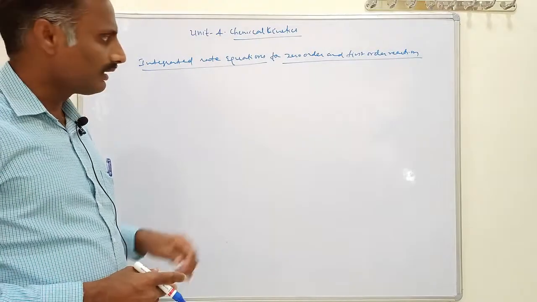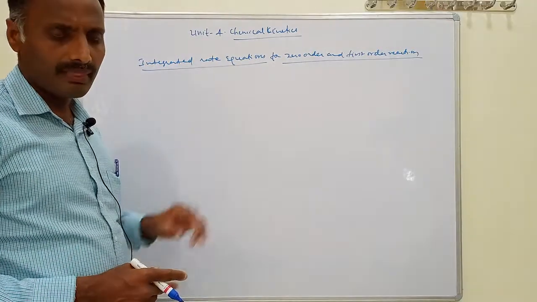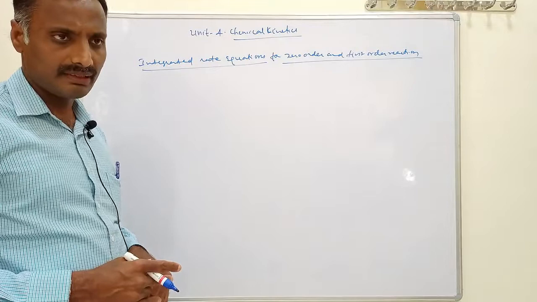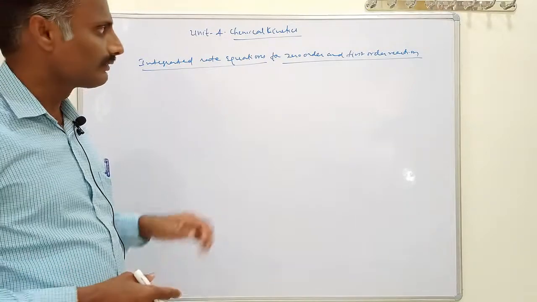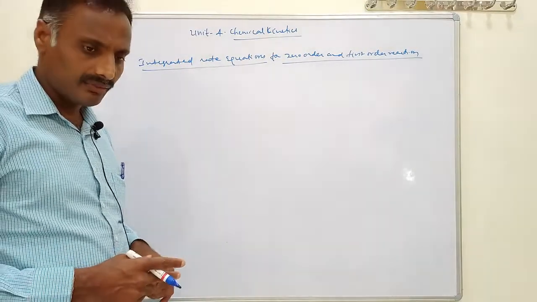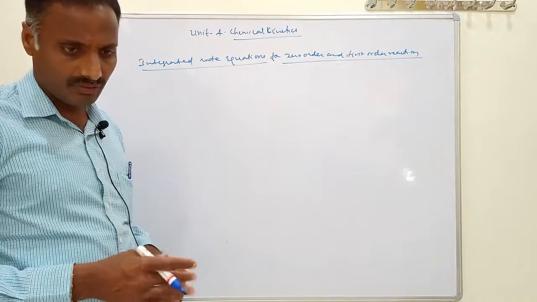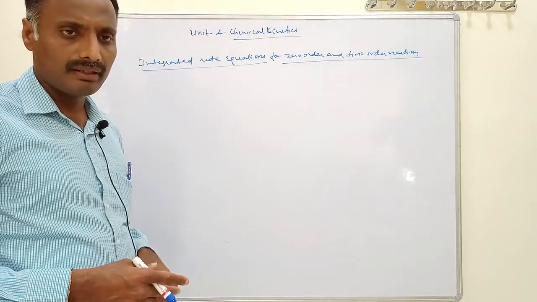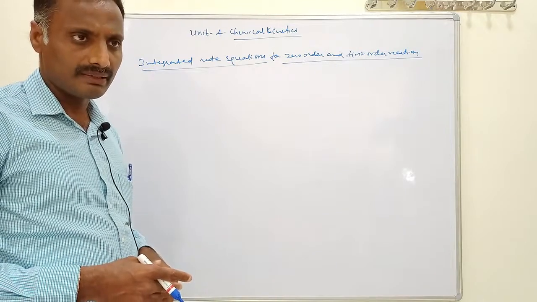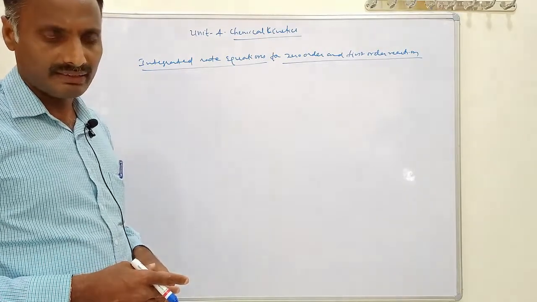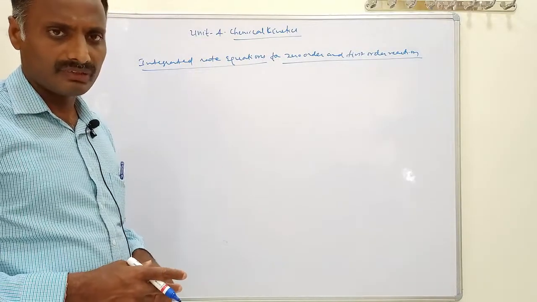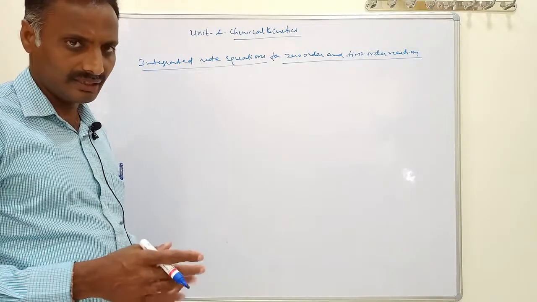We know that order is nothing but the sum of the powers of the concentration terms in the rate law expression. Order of reaction may be 0, 1, 2, 3 and even a fraction. But molecularity of a reaction is nothing but the number of molecules which participate in an elementary reaction to give the product. Molecularity is always a whole number, that is 1, 2, 3 like that.